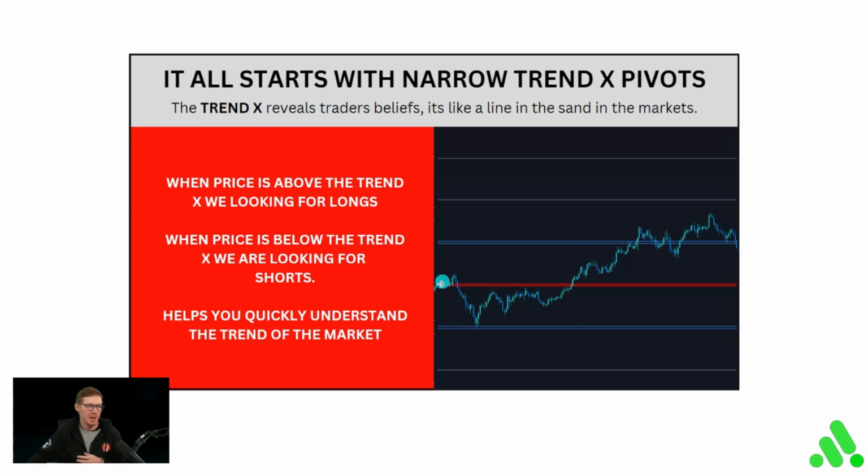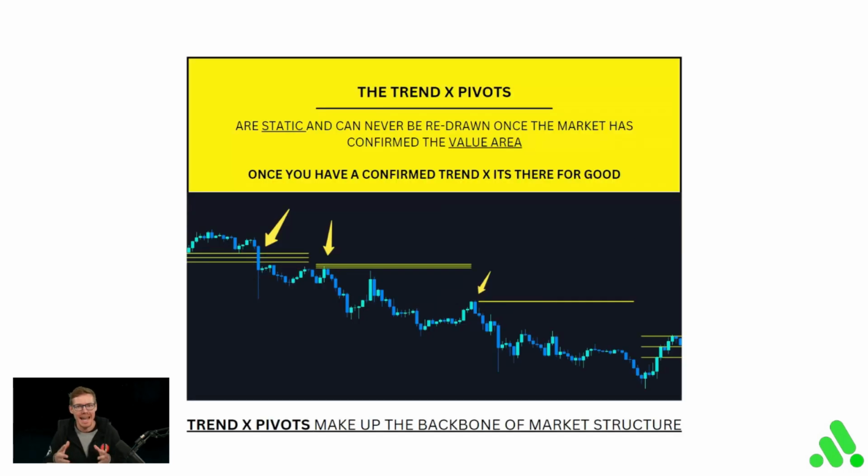If price is below the pivot, then we're looking for shorts. If price is above the pivot, we are looking for longs. This helps you quickly understand what kind of market condition that you are in. These TrendX pivots are static and they will never change. Once they are drawn on your chart, they will stay that way forever.